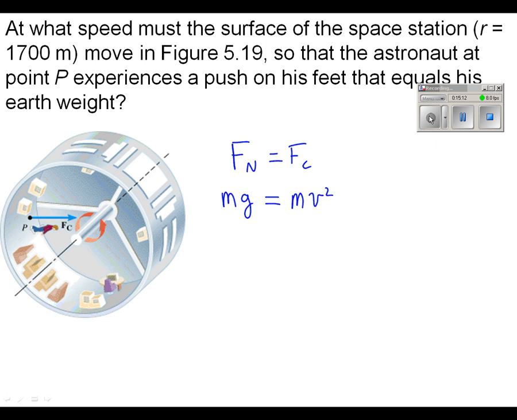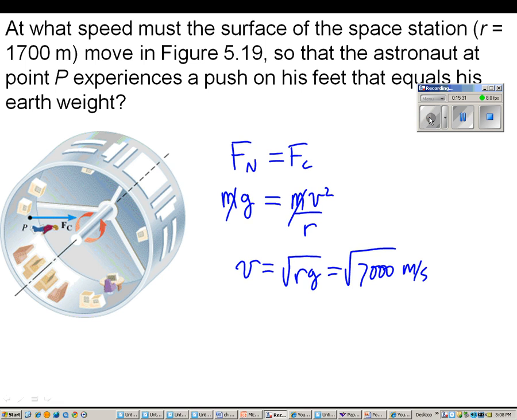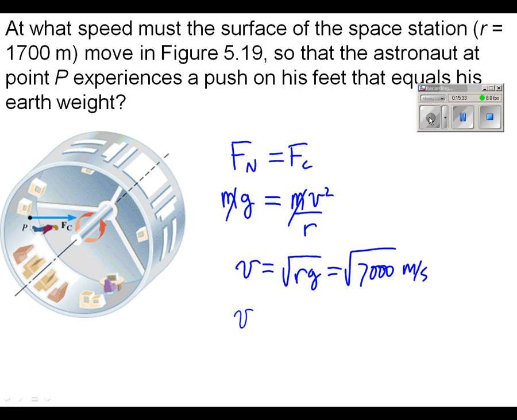And so we just simply do mv squared over r. Masses cancel, and so our speed is simply the square root of rg. And we go ahead and plug in our values. We have the square root of 700 times 10, or the square root of 7,000 meters per second is our answer, which is about 84 meters per second. So this space station has to spin at that speed in order for people walking around the outside edge to feel like this normal force that is pushing on them is equal to their weight.